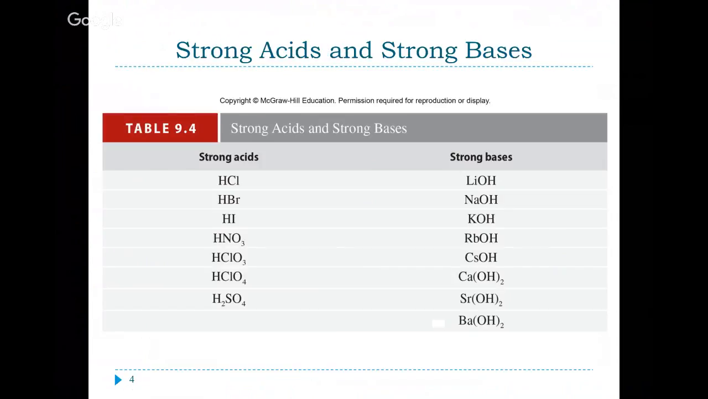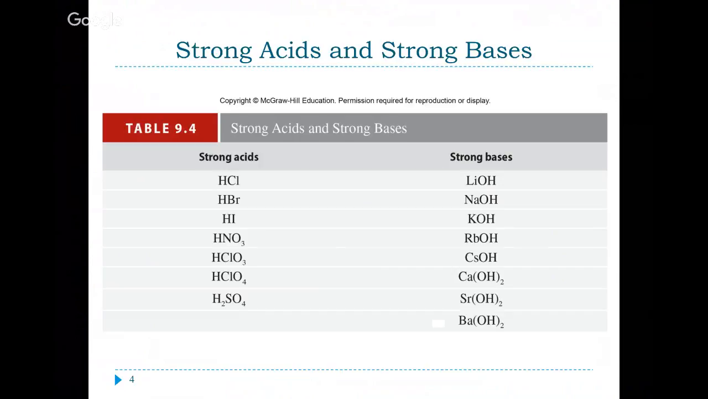So there's a list of strong acids and strong bases in your textbook, and here's another table I've provided. So your halogens, when they form acids except for fluorine, will all be strong: nitric acid, chloric acid, perchloric acid, and sulfuric acid. So basically, if you're not on this list as a strong acid, then you're a weak acid.